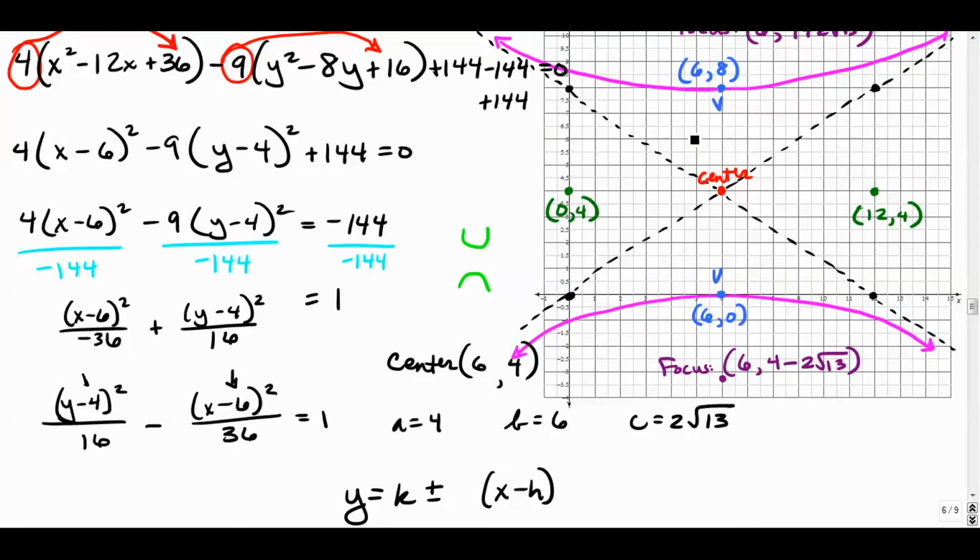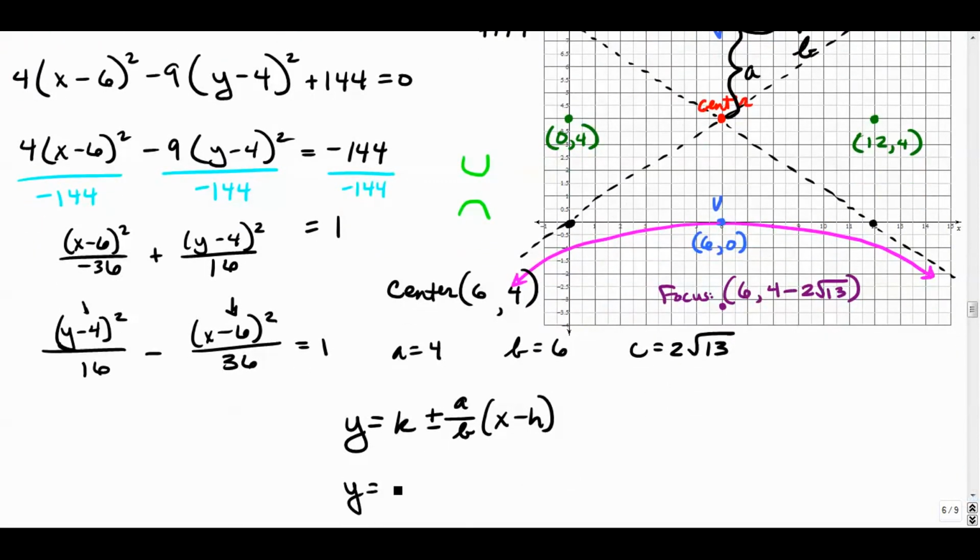If the hyperbola is in this format where the transverse axis is vertical, then think about this for a second. This number right here is lowercase a, and this distance right here is lowercase b. So rise over run is a over b. So we figure this out. We put in our k, which is h comma k is 4, plus or minus a, which is 4, over b, which is 6, x minus h, which is 6.